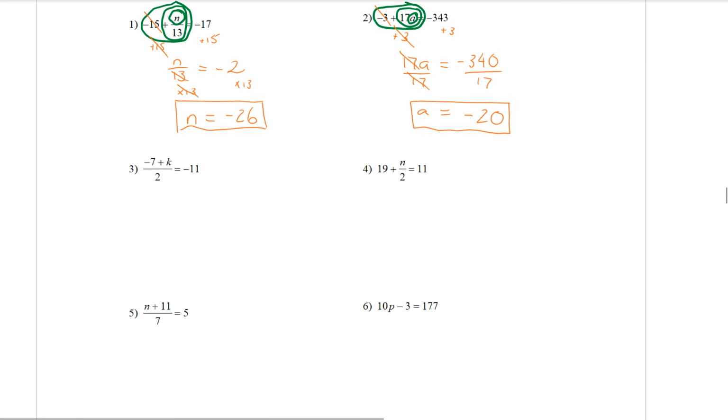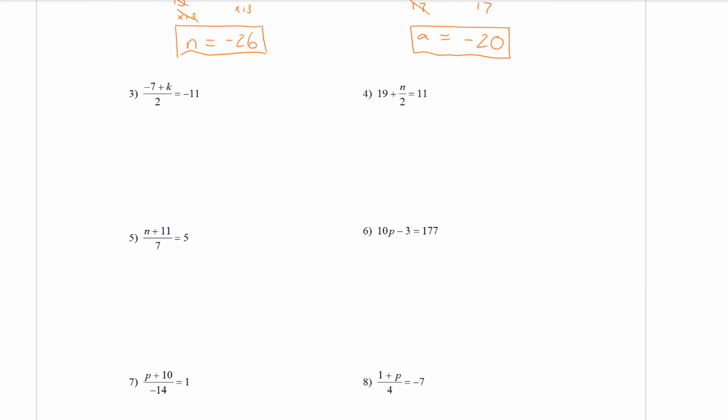Okay, question 3. Circle the K. There's the heart of my question. The K has the minus 7 next to it, so that's the second layer. And then lastly, the 2 on the bottom is the outside layer. The outside layer, the 2 on the bottom, it's currently divided, so the opposite is times. So you go times 2, times 2. Okay, so we have minus 7 plus K is equal to minus 11 times 2, which is minus 22.